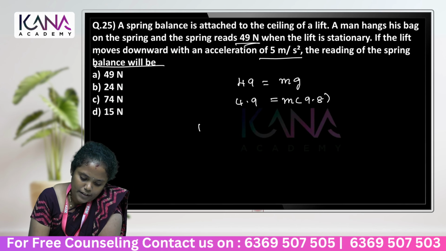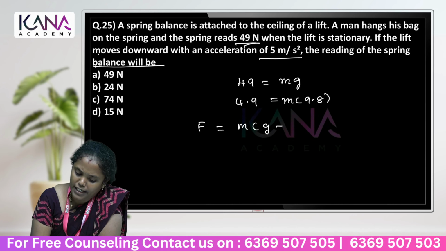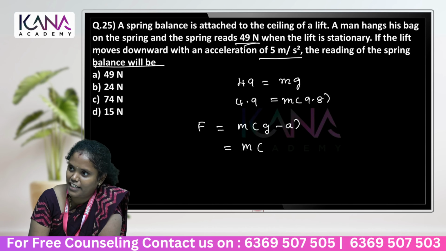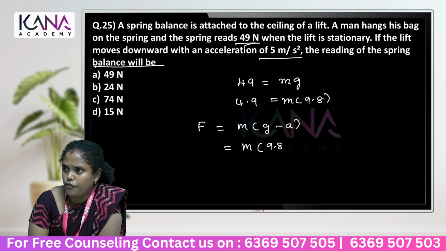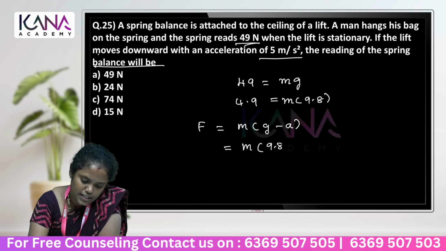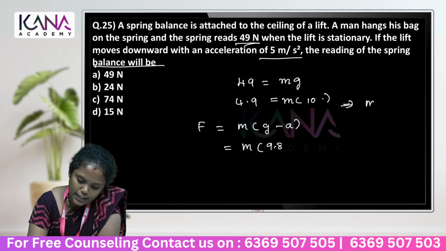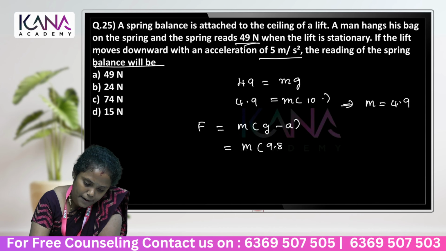Next, F is equal to M into G minus A. So it is M into G as 10, taking 10 above, and 9.8 here also. If I take 10, what do we get there? We get 4.9. You are considering 10 for our simplification. If we take 10, here it should be M as 4.9.